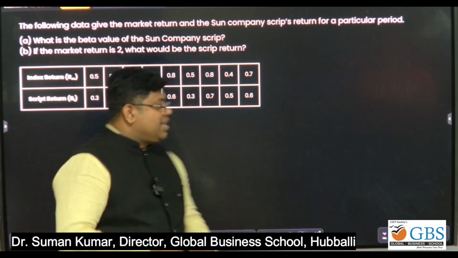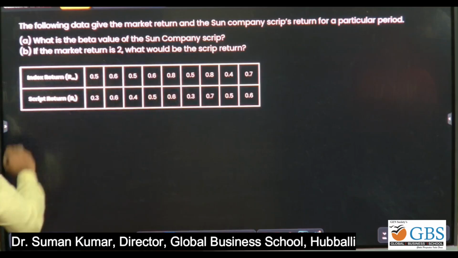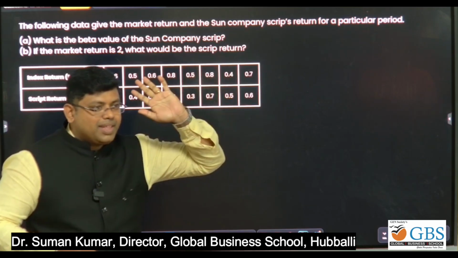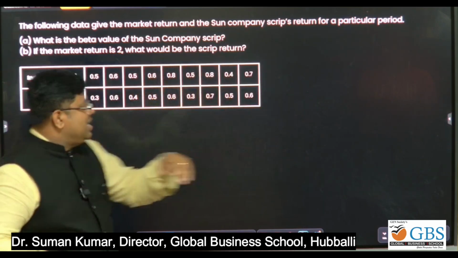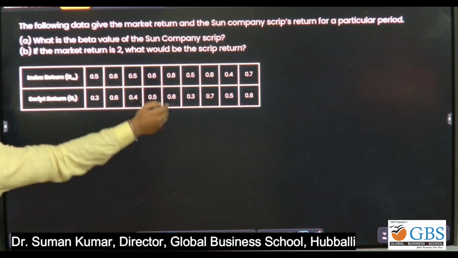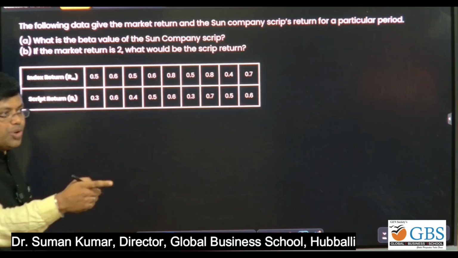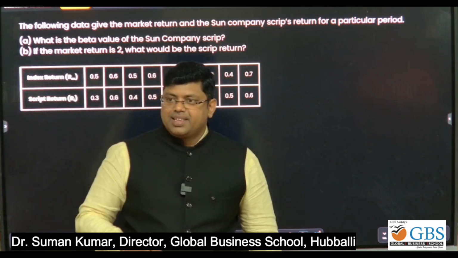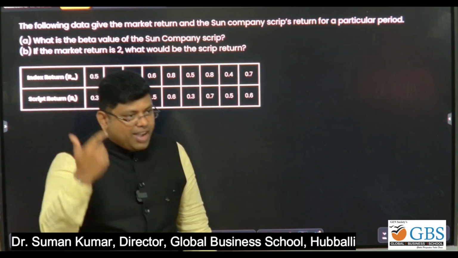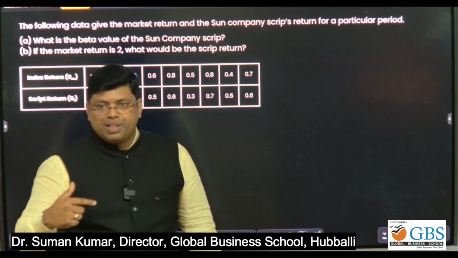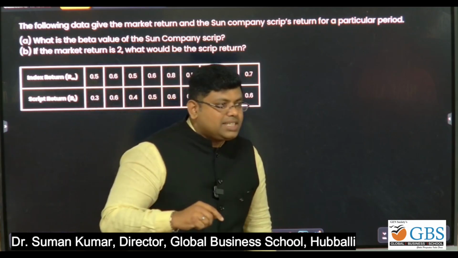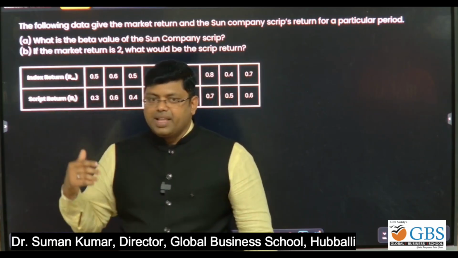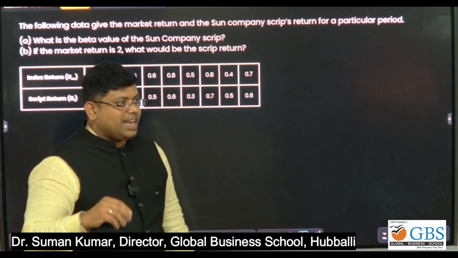Any doubt after this? They have given two returns, market return and individual stock return. What is the beta value? They themselves are asking. We have to find beta first using the formula. Second, if the market return is 2, that is Rm equals 2, what would be the script return, that is Ri. So we need to find beta, find alpha, and then put them in the main formula, Ri is equal to alpha plus beta Rm.